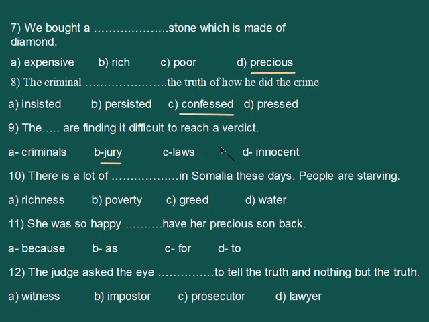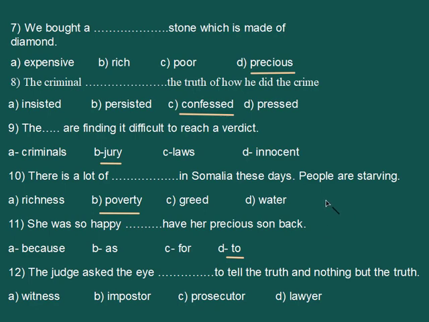Number 10, there is a lot of blank in Somalia these days. People are starving. It means that there is a lot of, of course, poverty, because they are very poor and they are starving. Number 11, she was so happy blank have her precious son back. So she was so happy to have, yes, great.